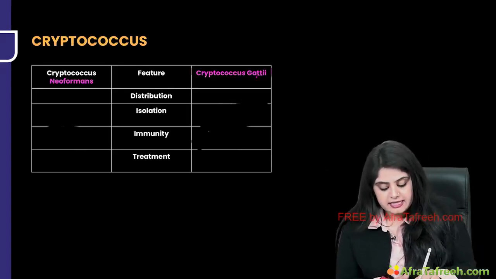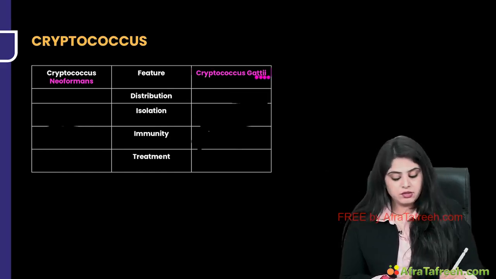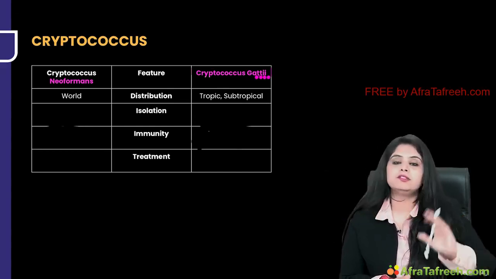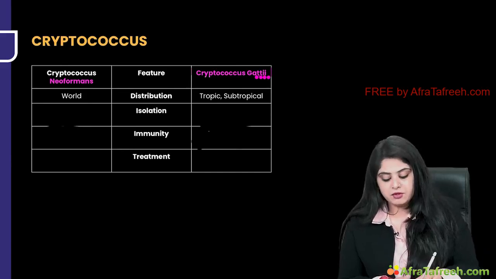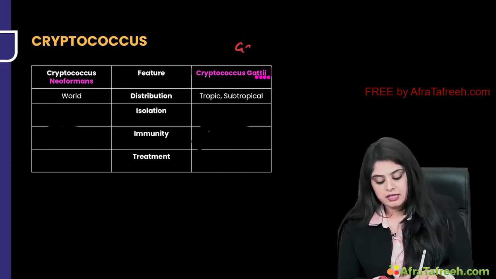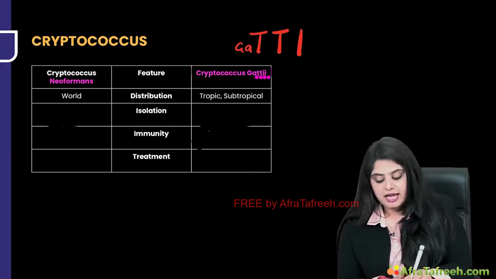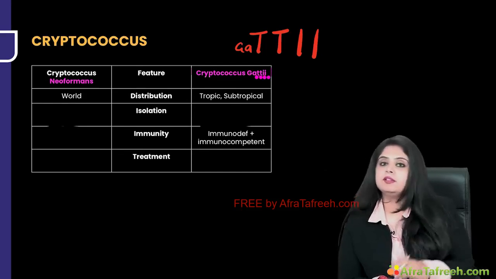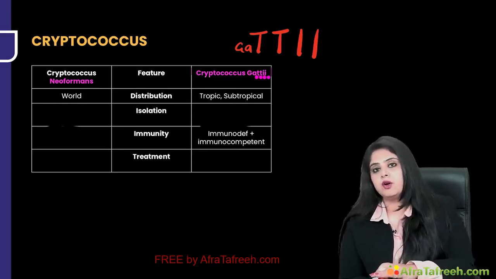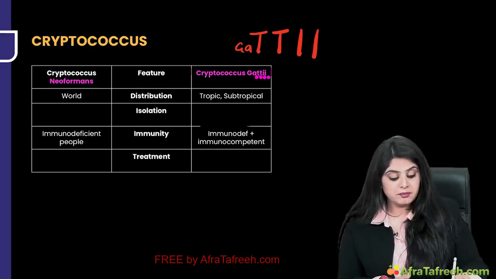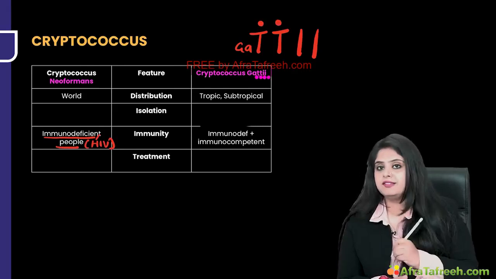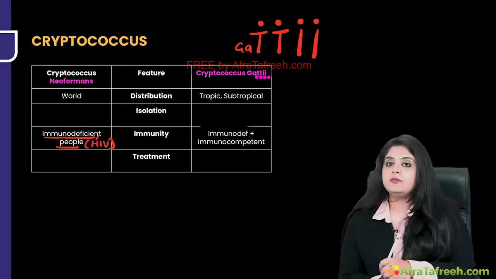Please note, gattii, T-T-I-I. T-T means it is going to be seen in tropical and subtropical countries, whereas Cryptococcus neoformans is seen around the world. So remember, we have tropical TT, tropical and subtropical countries. After that, what is II? It is going to be seen in the immunodeficient and immunocompetent people. It will be seen in everyone, normal, competent, and compromised. But neoformans is seen primarily in immunodeficient people like HIV. So the infection in HIV positive patients is that of neoformans. So simple, gattii is tropical and subtropical, immunocompetent and immunodeficient.